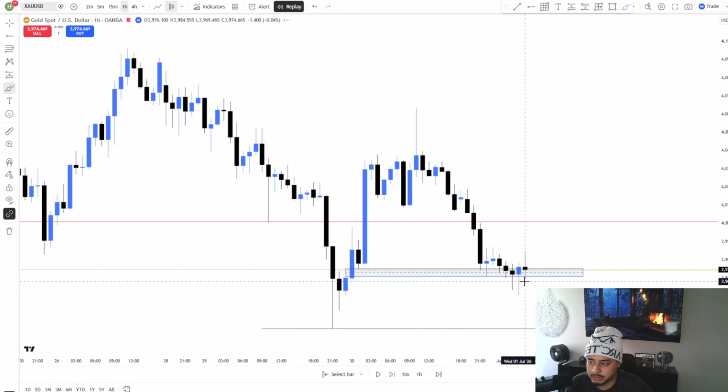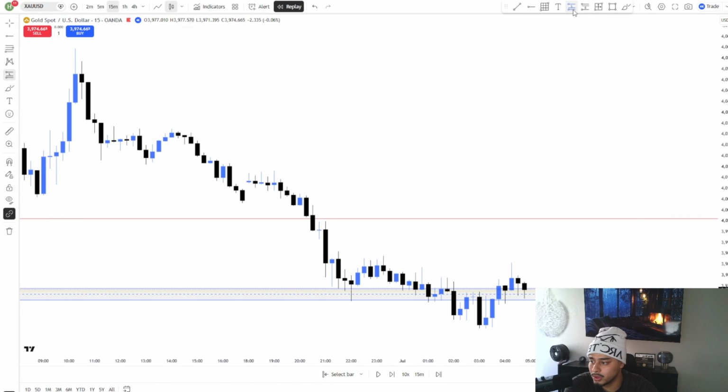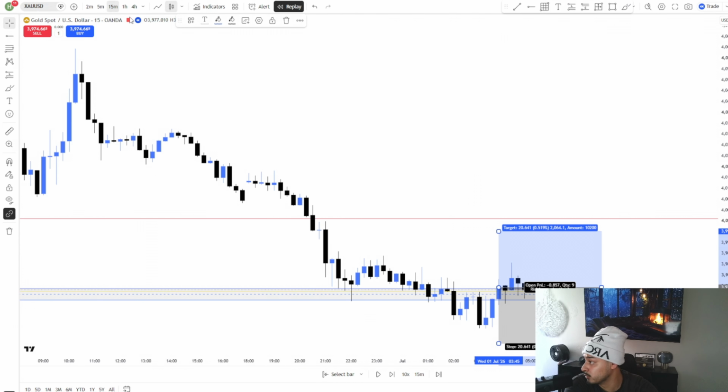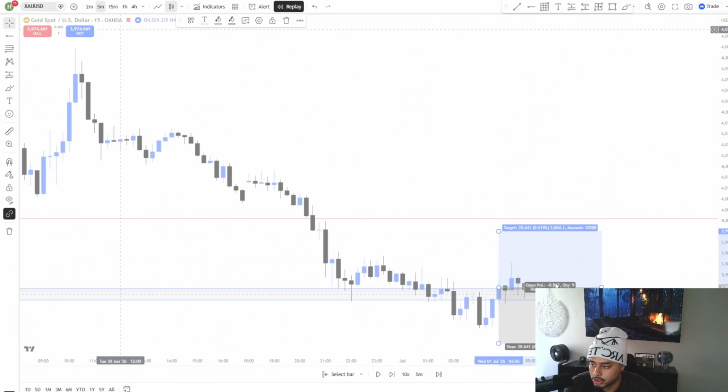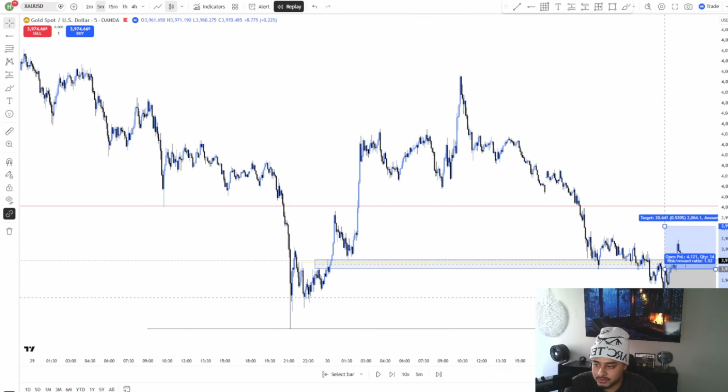Also, on the 1-hour, it's protected. There's a 1-hour fair value gap. The body didn't close below it on the 1-hour. If it kept on going down, then it's invalidated. But not only that, we do have a 15-minute break of structure. Or if you were to wait for a 5-minute break of structure, you would have entered your trade all the way down here. Stop loss above this candle low.